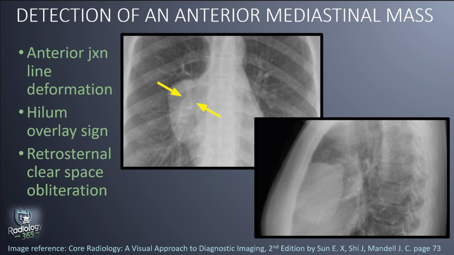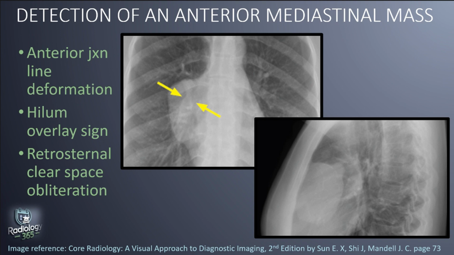When you have deformation of the anterior junction line, you remember in our previous discussion, we mentioned a little bit about the lines and stripes that we would see in the mediastinum. So we are going to build on that knowledge. Deformation of the anterior junction line suggests a prevascular mediastinal mass, since you remember the anterior junction line is the anterior junction of the left and right lungs.